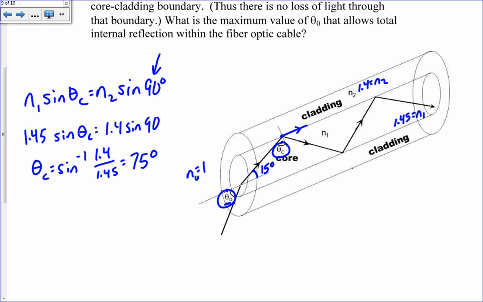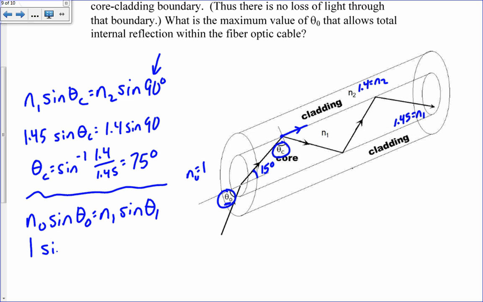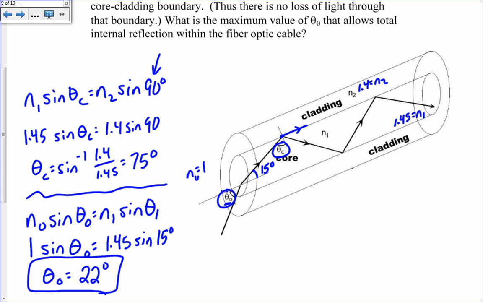And now I want to know theta naught. So this is a more typical use of the law of refraction. n0 sine of theta 0 equals n1 sine of theta 1. That is 1 sine of theta naught equals 1.45 sine of 15. And I can solve this for theta naught. It's the inverse sine of 1.45 sine of 15, which is 22 degrees. And that's the final answer.